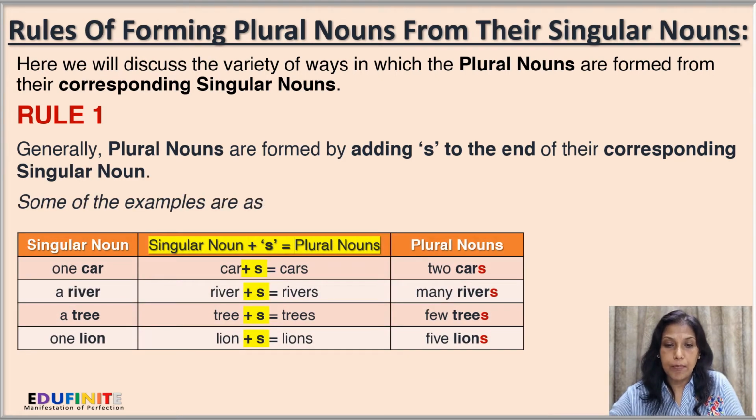Some of the examples are one car. Now with car, we add an s and we get the plural form cars. So 2 cars is a plural noun. A river, that's singular. We add s to it and we get rivers, so that's plural, many rivers. Similarly, a tree, add an s, it becomes plural, trees, few trees. One lion, add s to it, it becomes plural, 5 lions.